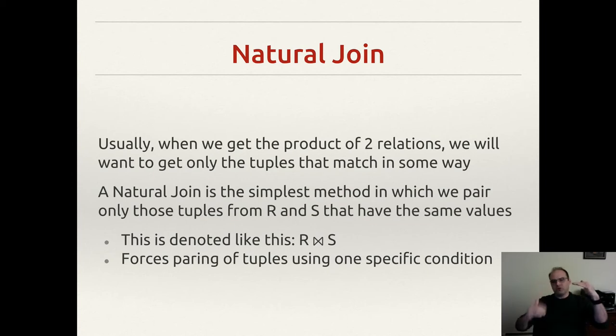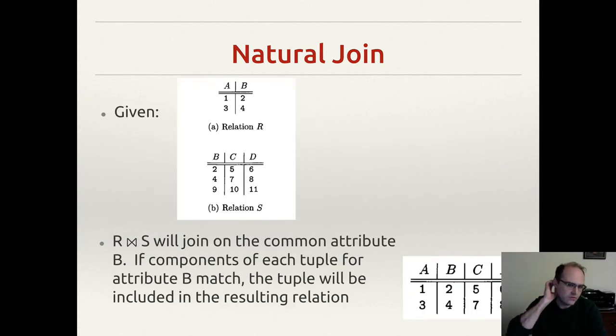I don't get that multiplication factor now, right? I don't just aimlessly get all these rows because I'm multiplying two relations. I'm only returning now the tuples that match, and that's an important thing. So we denote this like you see here with the R and the join S, all right? And this is going to force pairing of tuples on a specific condition. So let's look at an example.